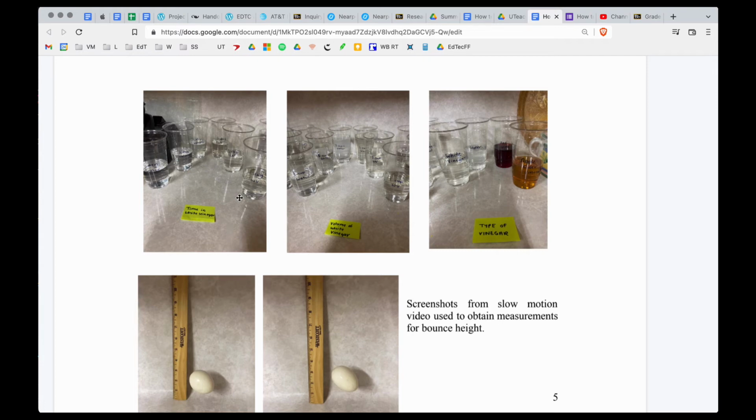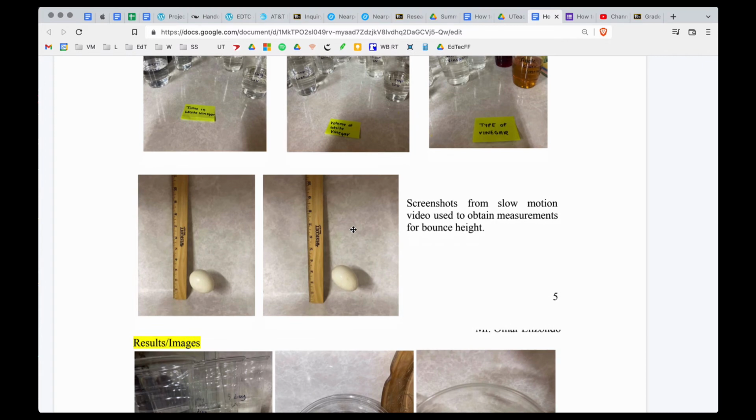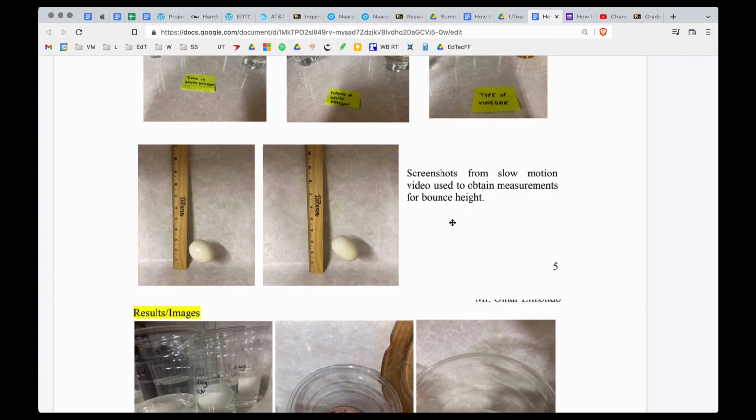There needs to be a description. So please make it so that I can see what's going on and what's labeled here. I can't really see here. This is a much better description because this student was trying to see if eggs will bounce, and they used their iPhone to use slow motion measurements. This is better. Screenshots from slow motion video used to obtain measurements for bounce height.